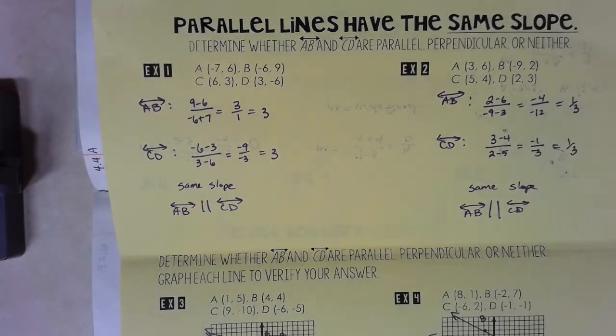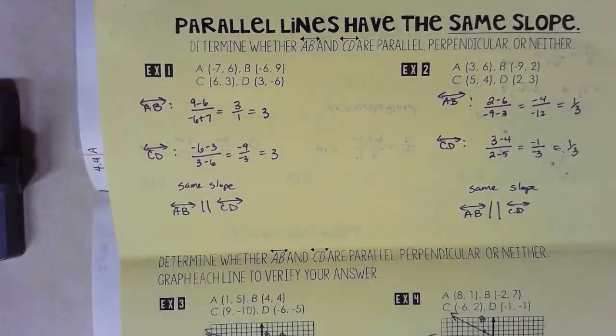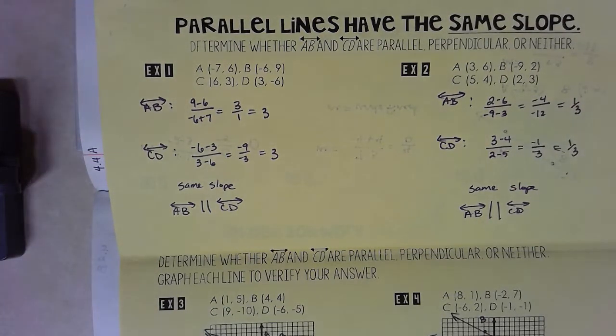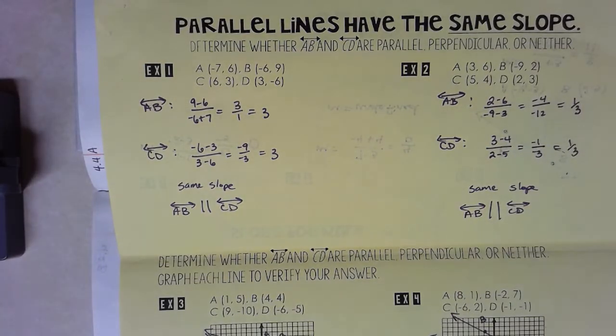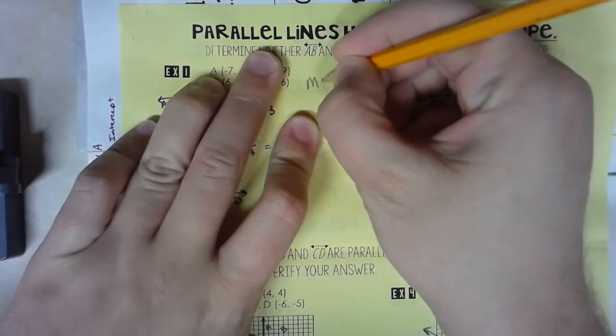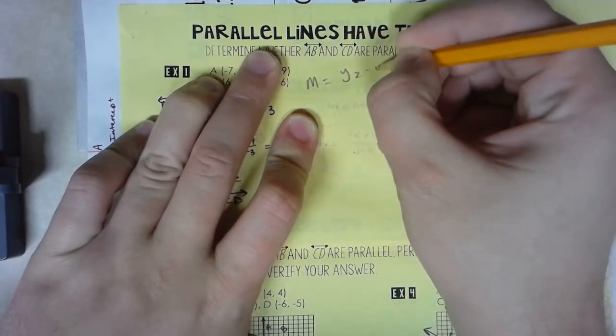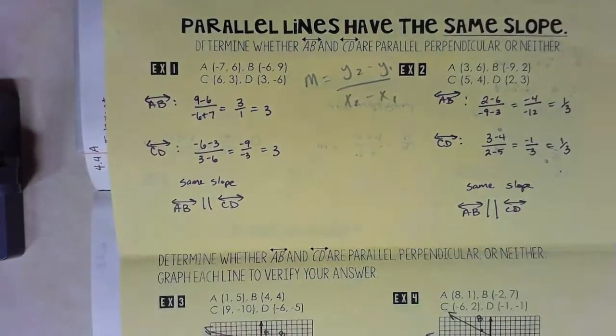Okay, so with these first two examples, we're given two sets of points, A and B, C and D. We're told that there's a line that goes through them. So there's a line AB that exists and a line CD that exists. And so we're asked to determine if these two lines, AB and CD, are parallel, perpendicular, or neither. So the way for us to determine that is we need to figure out what their slope is. So let's remind ourselves of what the slope formula is. It is m is equal to y2 minus y1 over x2 minus x1.